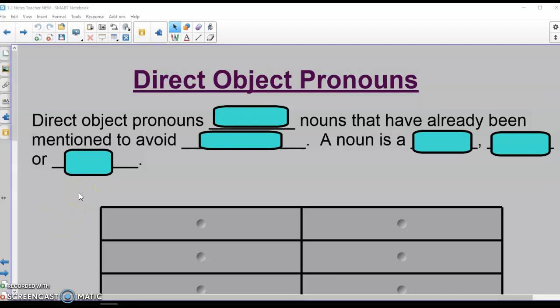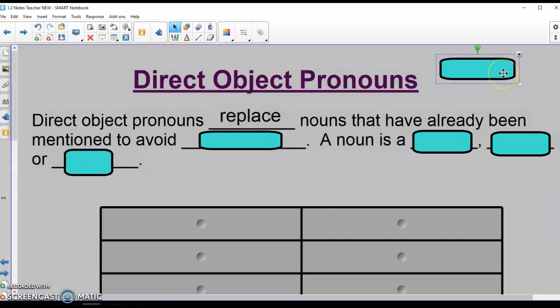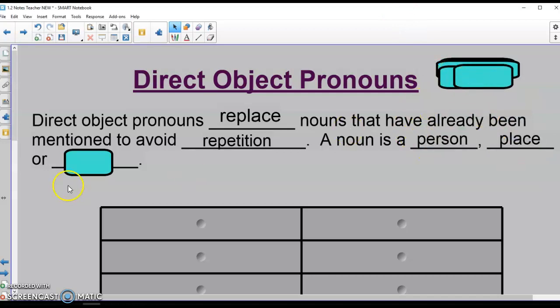Okay, so direct object pronouns replace nouns that have already been mentioned to avoid repetition. So direct object pronouns are sort of used in a way that allows us to be lazy when we're talking. And I'll show you what I mean in a second by being lazy. A noun, remember, is a person, a place, or a thing.